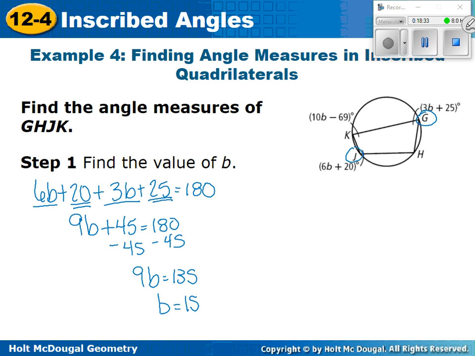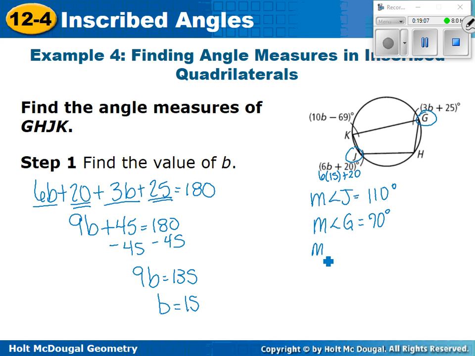Once you found b, you had to go back and plug it in. So you found the measure of angle J was equal to, what is 6 times 15 plus 20? 110 degrees. So picky little notation. Make sure you put the little m. Make sure you put the degree symbol. You could plug 15 in for G, or you know that G and J have to add to be 180. So what does the measure of angle G have to be? 70 degrees. So that's a little faster just to do it that way.